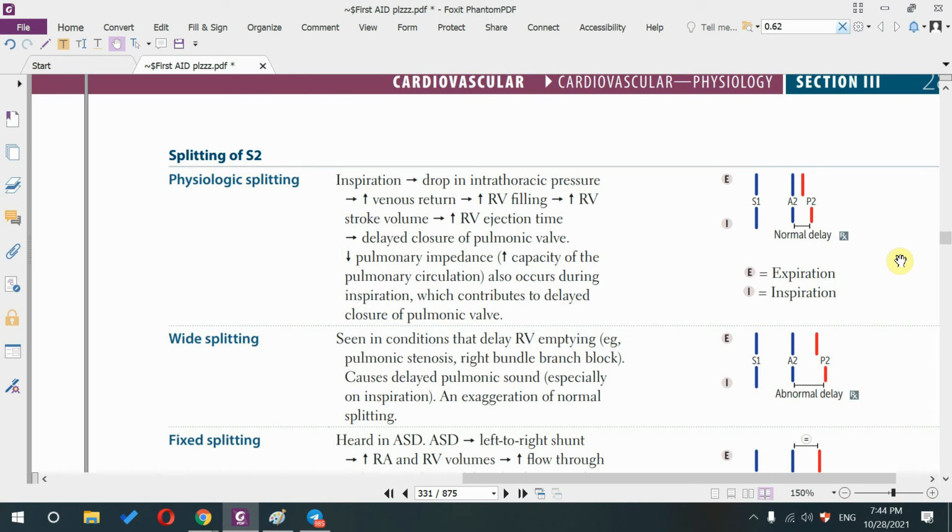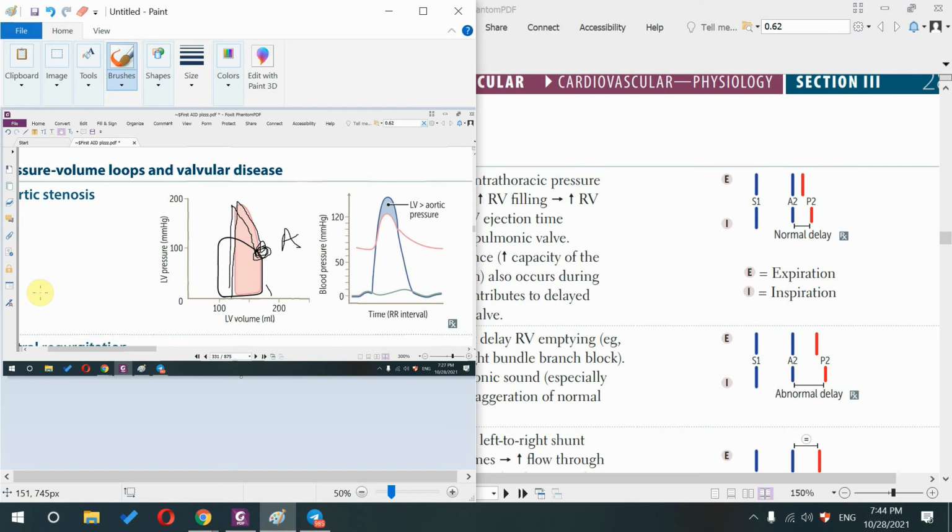So, splitting of S2. Normally there is this physiological splitting. What is physiological splitting? Well, in our heart, if you remember, we had the S1 and we had the S2. We now care only about the S2. So what happens during the S2? Two valves close, which are the aortic and pulmonic. There is a little period between aortic closure and pulmonic closure. This one happens faster than this one. Why? Because of the amount of blood, and also because of when you inspire and expire.